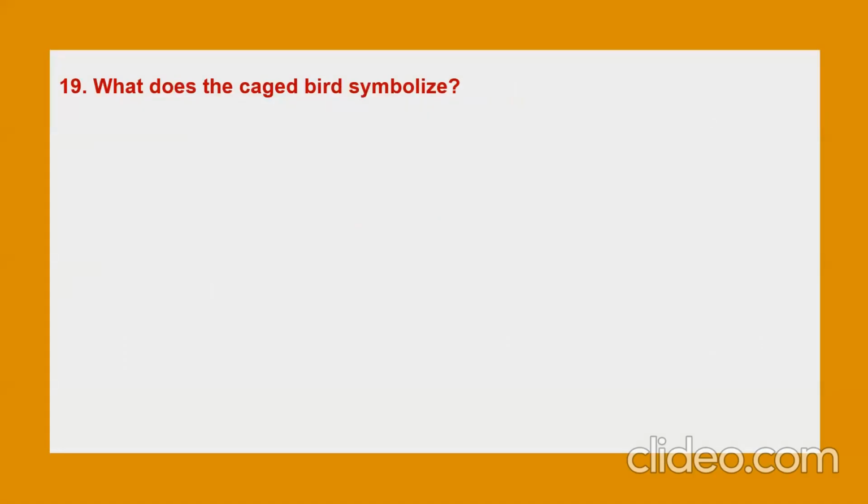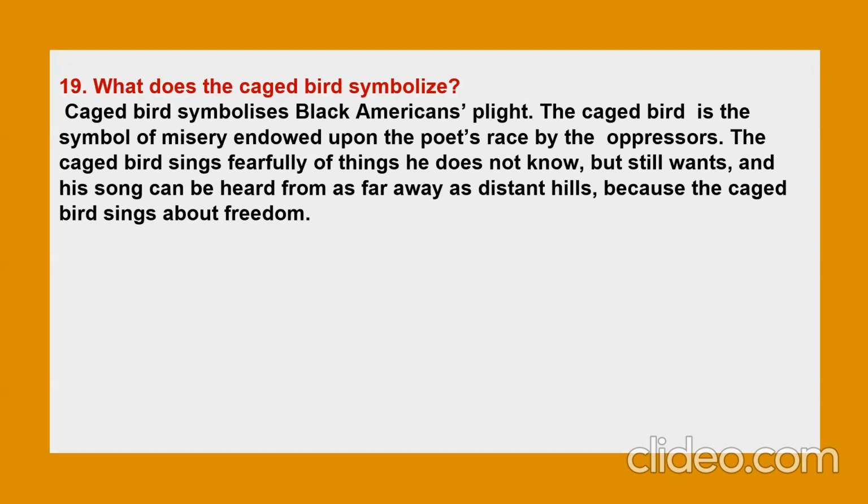Last question for 2 marks. What does the caged bird symbolize? The caged bird symbolizes Black Americans' plight. The caged bird is the symbol of misery endowed upon the poet's race by the oppressors. The caged bird sings fearfully of those things he does not know but still wants, and his song can be heard from far away, as far away as the distant hills, because the caged bird sings about freedom.